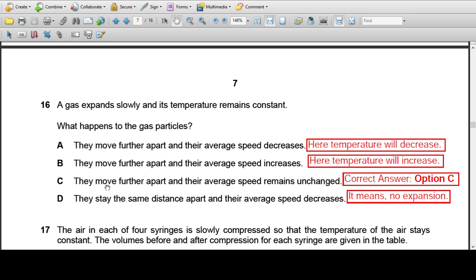They say same distance apart and their average speed decreases. No, because if they occupy the same distance, then there will be no expansion. So option D is also incorrect. Only option C is correct, because they move further apart as the gas is expanding. So more volume will be there, the pressure will decrease, and the temperature will remain constant. And this is also called Boyle's law.